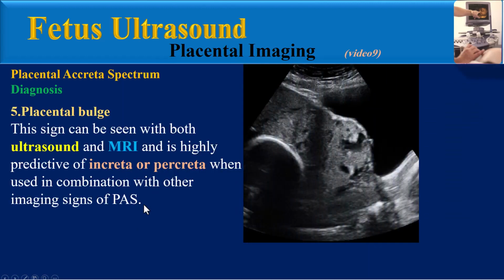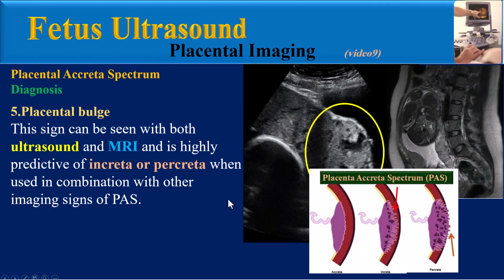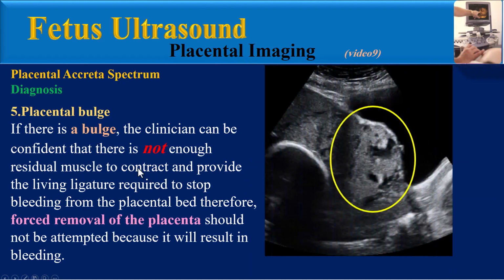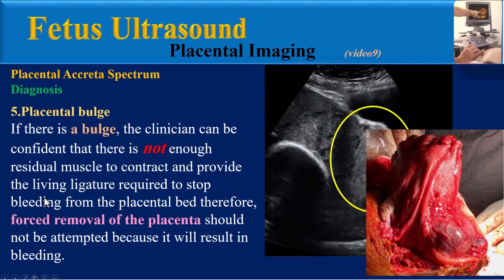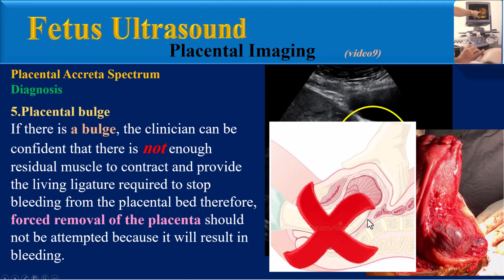This sign can be seen with both ultrasound and MRI and is highly predictive of accreta when used in combination with other imaging signs of placenta accreta spectrum. If there is a bulge, the clinician can be confident that there is not enough residual muscle to contract and provide the living ligature required to stop bleeding from the placental bed. Therefore, forced removal of the placenta should not be attempted because it will result in bleeding.